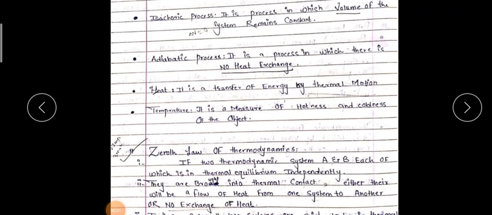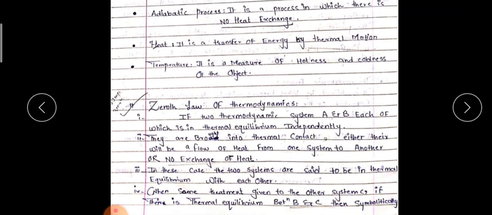Friends, today we are going to see the MCQs based on the next part. There will be MCQs based on the zeroth law of thermodynamics. The main aim of this law is: if two bodies, let's say A and B, are in thermal equilibrium independently, and the same treatment is given to another system C, if there is thermal equilibrium between B and C, then it is written as A equals B and B equals C.